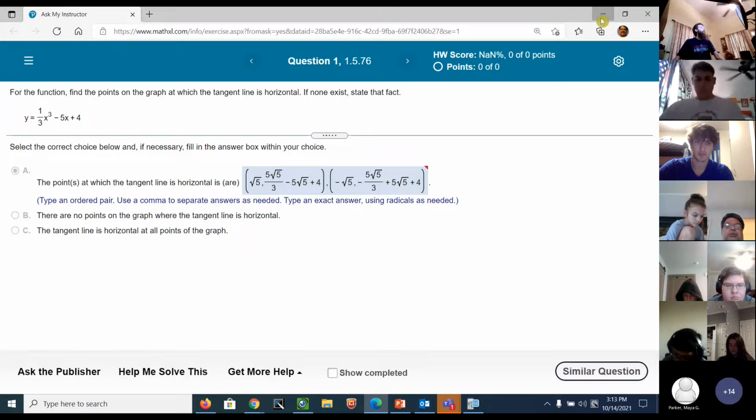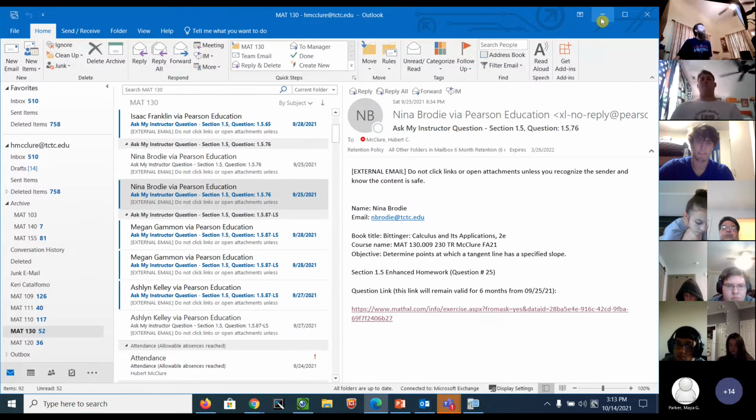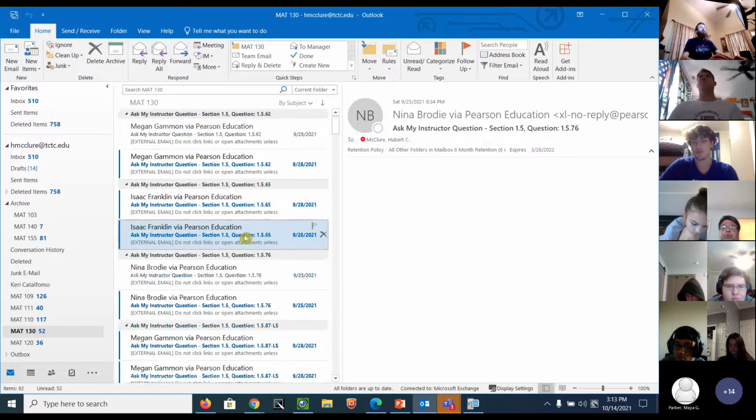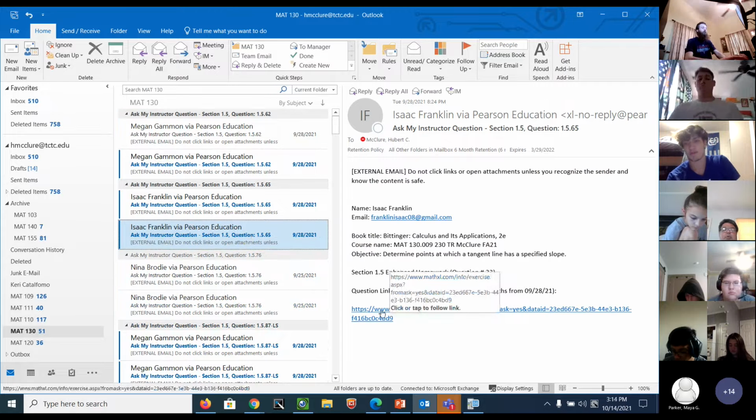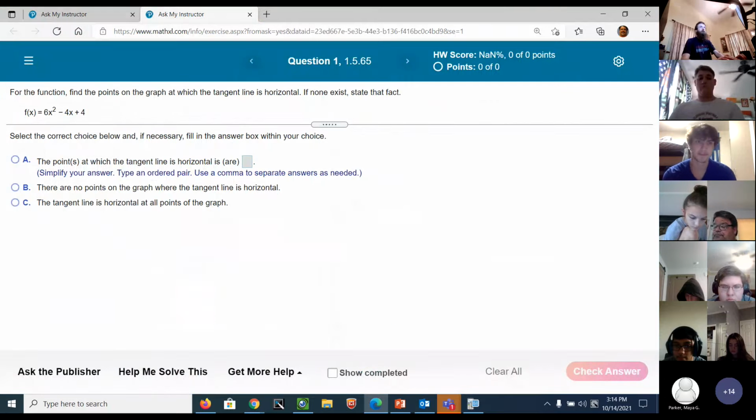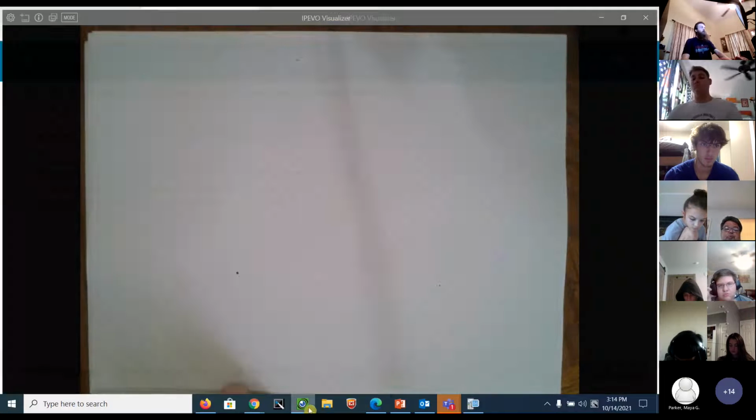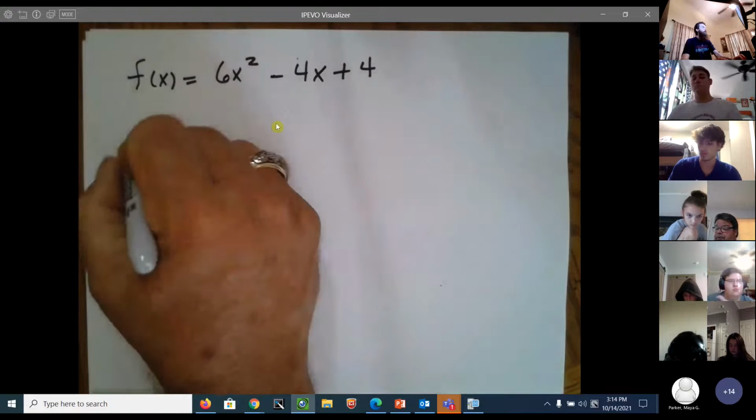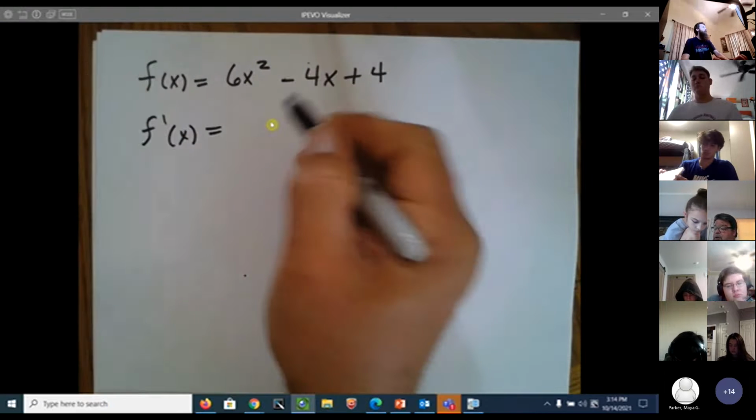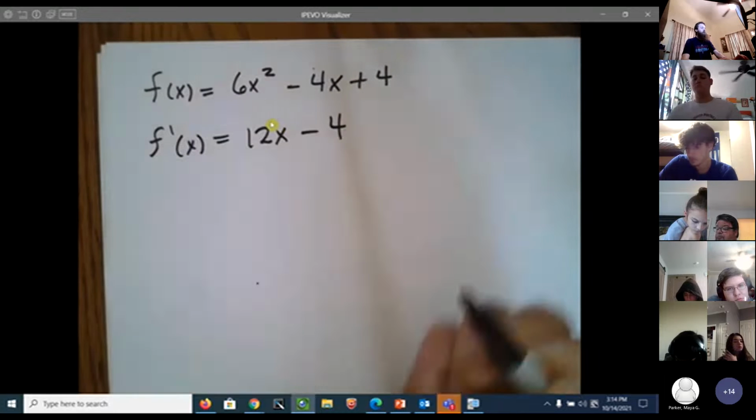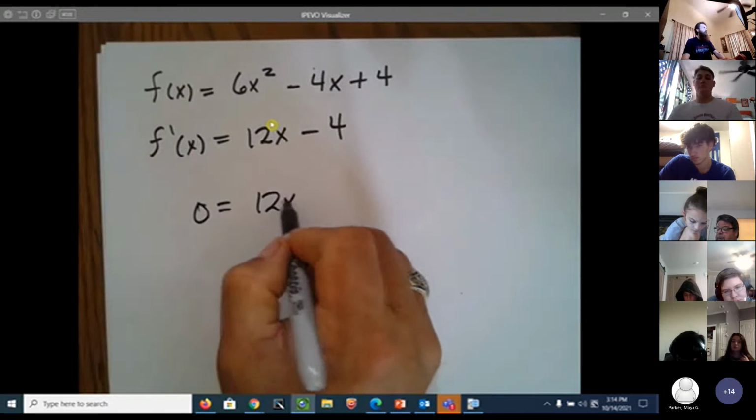How about 65? 65, 23. 1.5, 65, 23. For the function, same thing. F of x is equal to 6x squared minus 4x plus 4. Since they wanted it in radicals, we're going to do it with the derivative. 12x minus 4. 0 is equal to 12x minus 4.